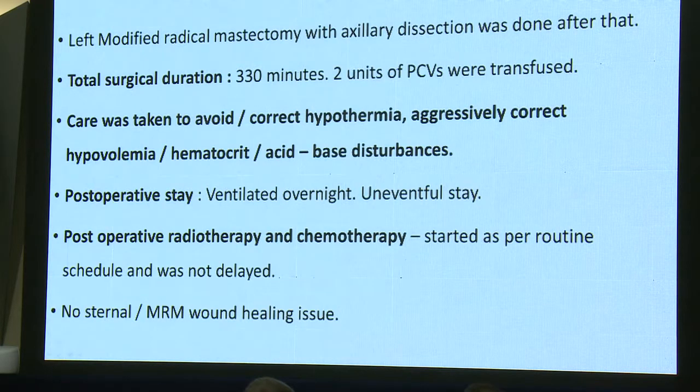Postoperative radiotherapy and chemotherapy were started as per routine schedule as advised by oncosurgery, and were not delayed because of the combined surgery. No sternal wound issue or MRM wound healing issue was found.